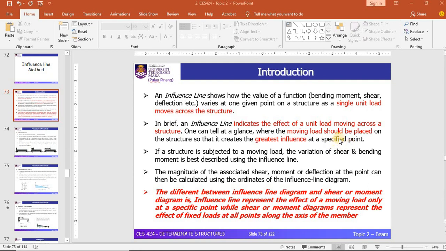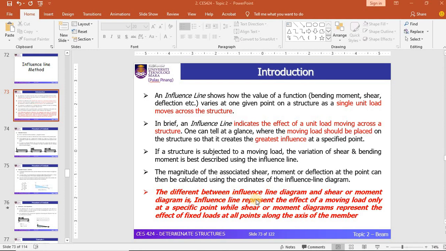Okay, so another thing that I wanted to highlight in this slide is the last point. This will obviously differentiate between the influence line analysis with respect to the normal beam analysis. In a normal beam analysis, you deal with a fixed load. So let's look in detail at this point.